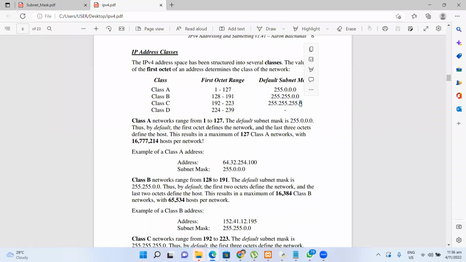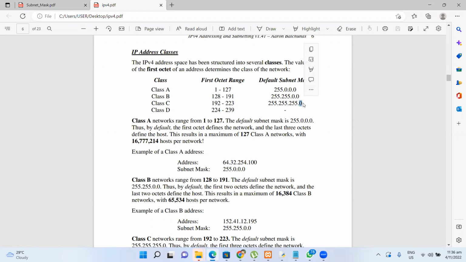And if an IP address is given, the first host is when the last octet is 1. The last octet will be 1 for the first valid host. So that is a limitation.